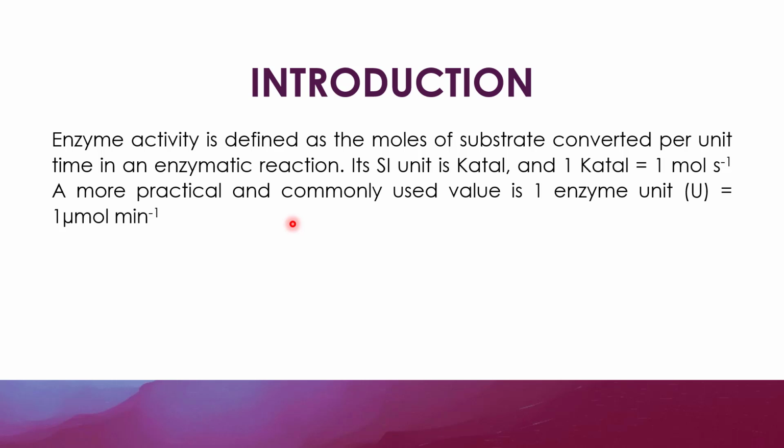Enzyme activity is defined as the moles of substrate converted per unit time in an enzyme reaction. Its SI unit is the katal, and what you have to note is that 1 katal is equal to 1 mole per second. Also, a more practical and commonly used value is 1 enzyme unit, which is equal to 1 micromole per minute. So this is the unit that we are going to use for our calculation in this experiment.